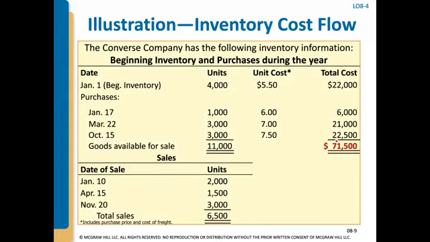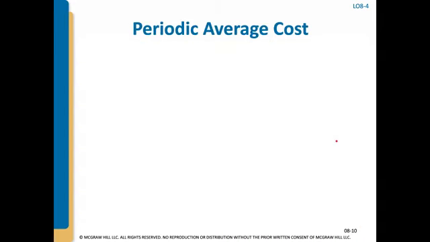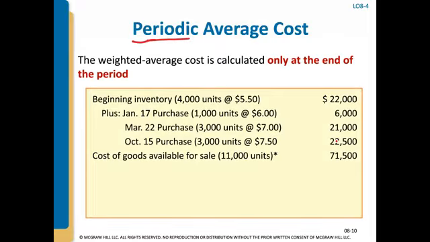Okay, these are our facts of what happened during the year. Let's start with a periodic average cost. If your company uses the periodic inventory system, it means that they only calculate the ending inventory amount and cost of goods sold at the end of the period, which in this situation we will assume is the end of the year. So under the periodic system, it's only done at the end of the year.